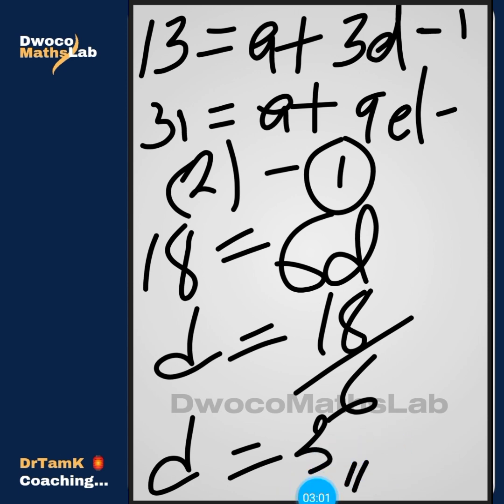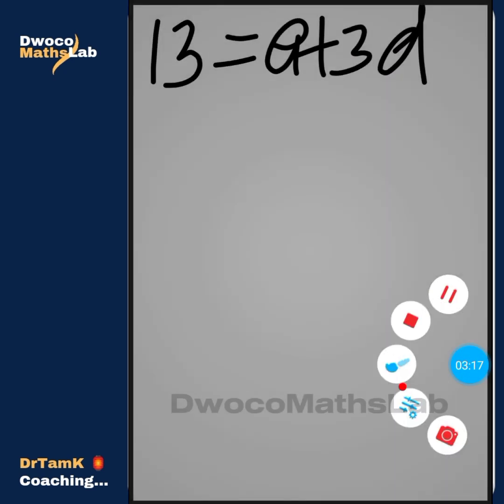So you now know your common difference. What we're going to do now is to substitute your common difference as 3 into any of the equations to get your a. We need to know our a and our d for us to find the 21st term that we're looking for. So put your d here as 3, then we are good to go.